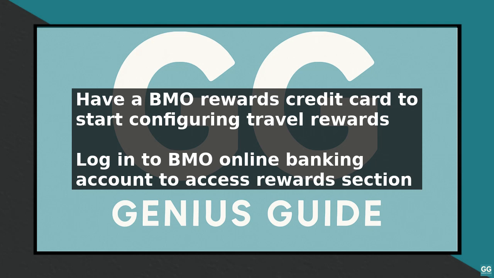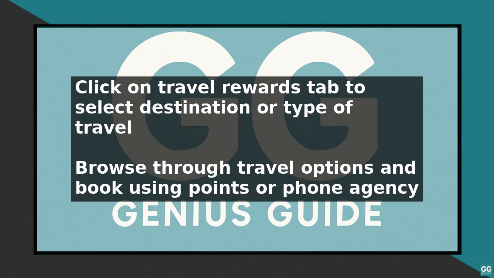Here, you will see an overview of your available points balance and redemption options. Next, click on the Travel Rewards tab and select your travel destination or type of travel, such as flights, hotels, or car rentals. You can browse through the various travel options and book your travel using your points.